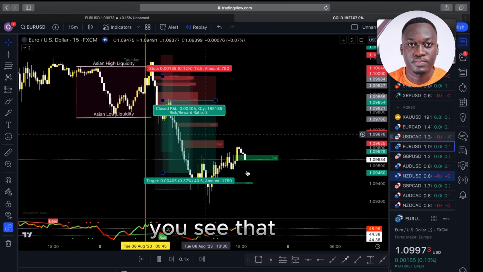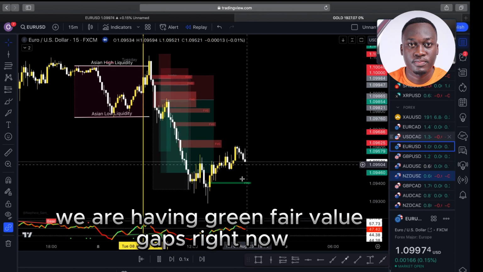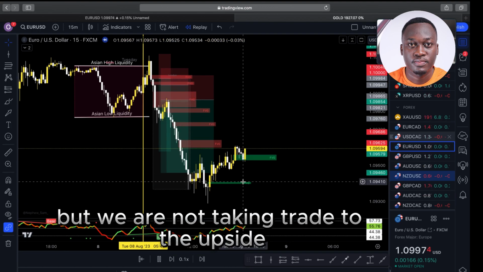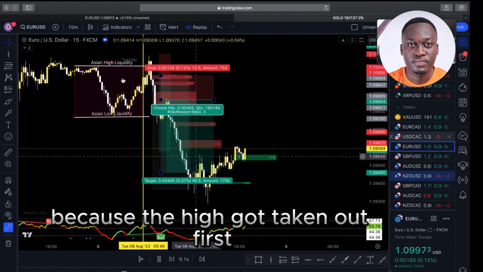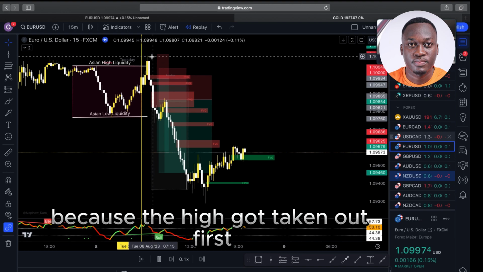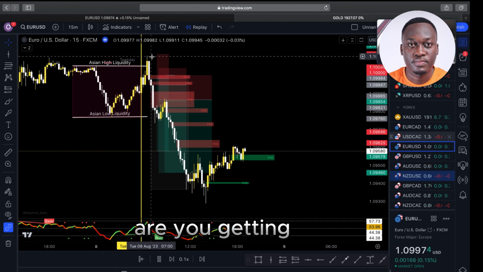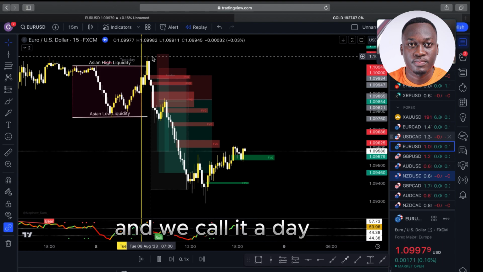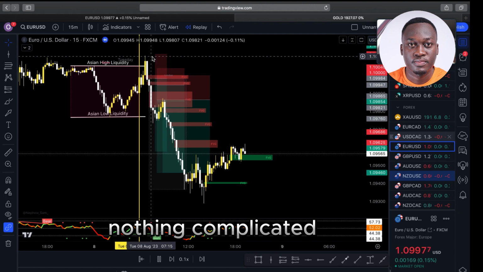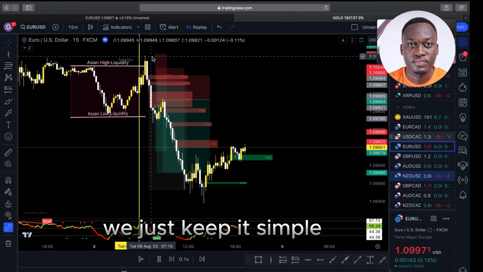Are you getting it? You see that we are having green fair value gaps showing up, but we are not taking trades to the upside because our bias for the day is selling, because the high got taken out first. Are you getting it? And then we are good. So with this, we are literally looking for one or two trades per day. And we call it a day. Nothing complicated. We just keep it simple. We keep it mechanical. We keep it systematic.